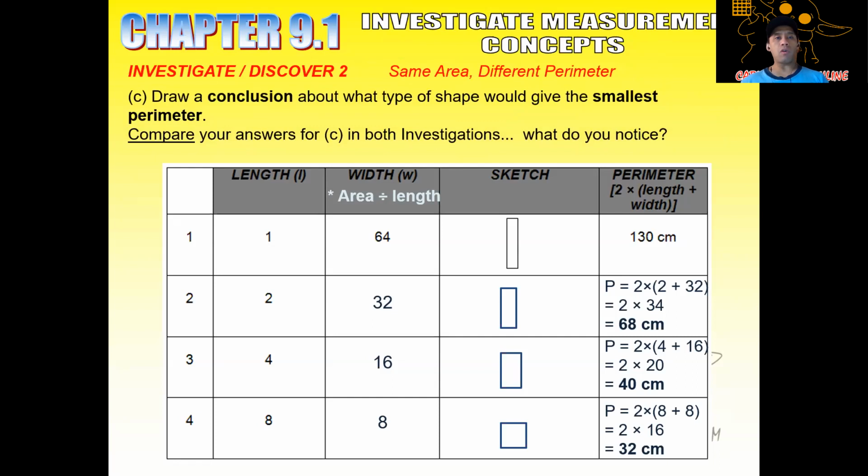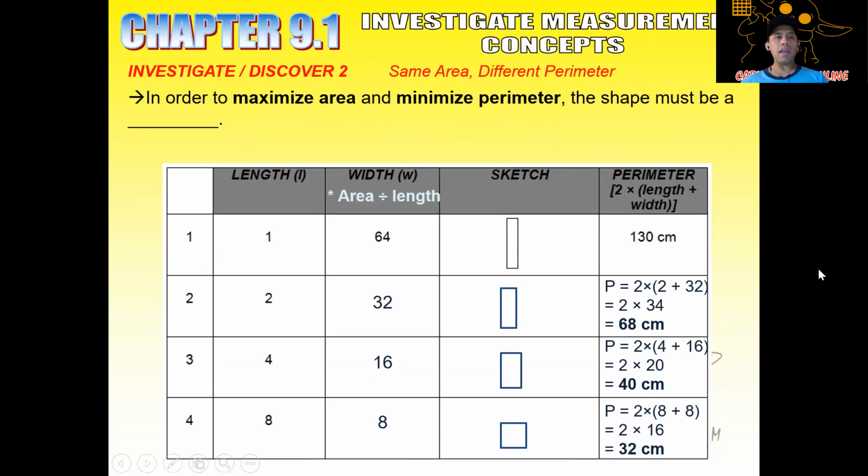So draw a conclusion about what type of shape would give the smallest perimeter. As I said before, squares gave us the largest area with the smallest perimeter. So that's dealing with the rectangles there. Again, in order to maximize area and minimize perimeter, the shape must be a square. So square keeps popping up in every single investigation.